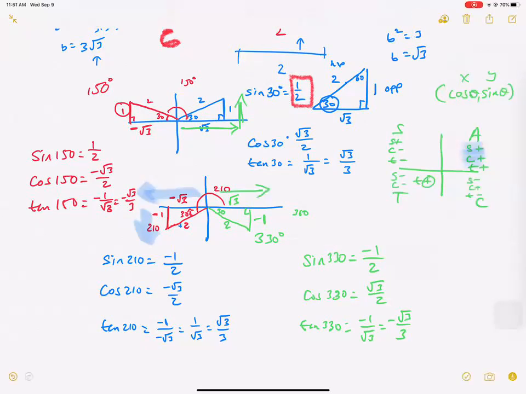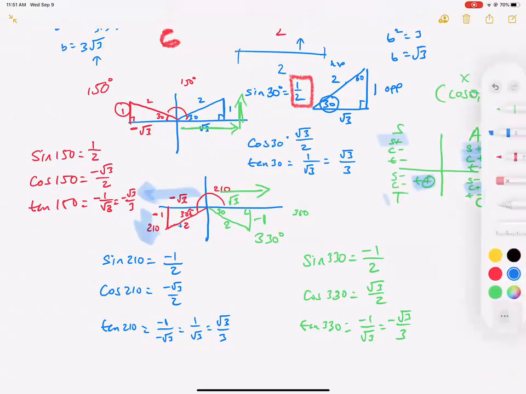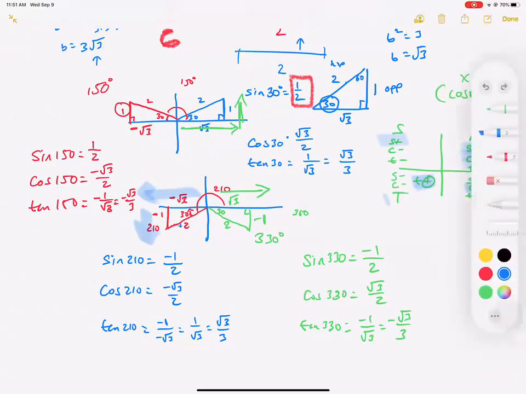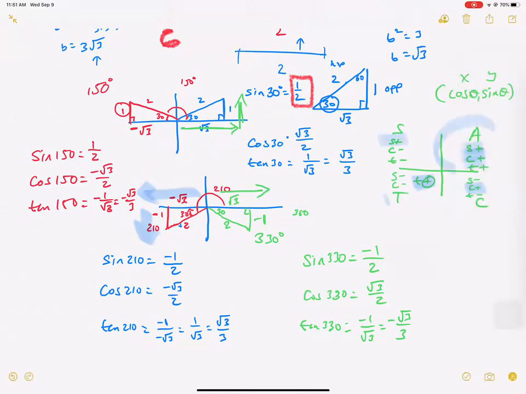First, they're all positive in quadrant 1. Quadrant 2, only sine is positive. Quadrant 3, only tangent is positive. And quadrant 4, only cosine is positive. Everyone took a turn. And a fast way for you to memorize that is "all students take calculus." Everyone's positive, only sine is positive, only tangent is positive, and only cosine is positive.